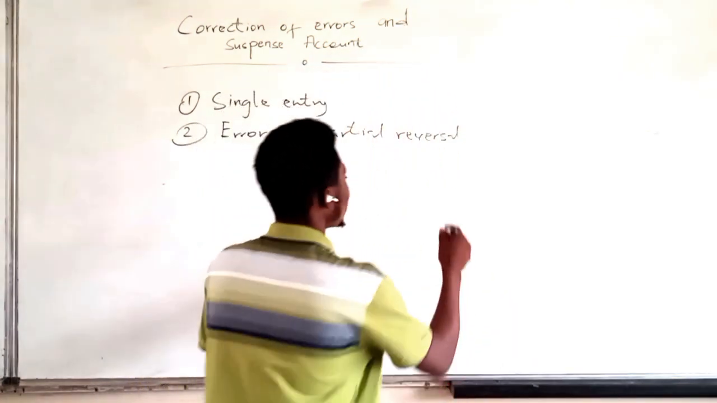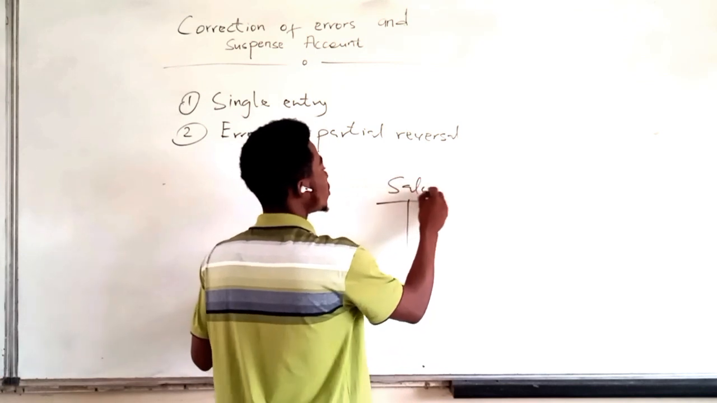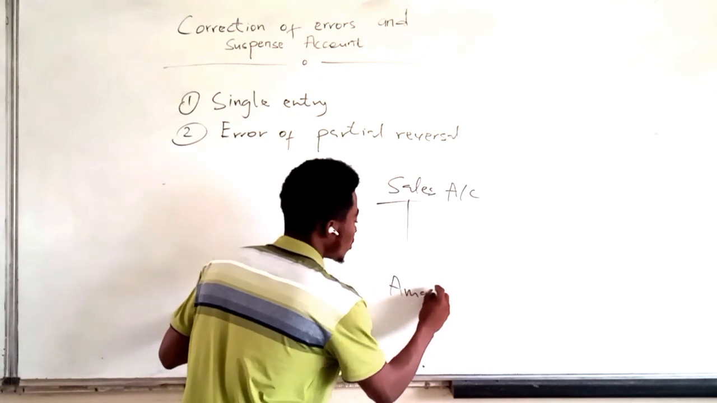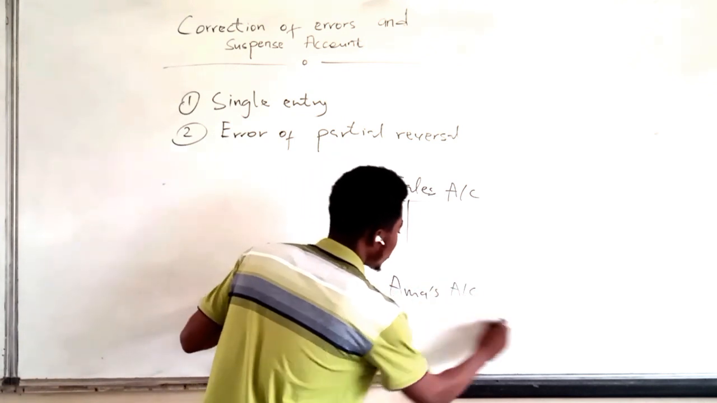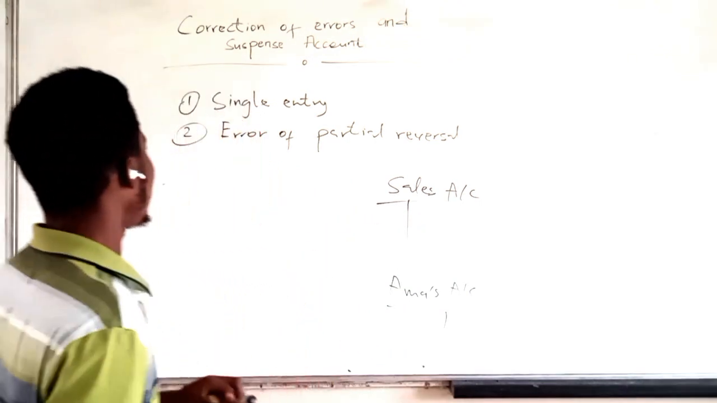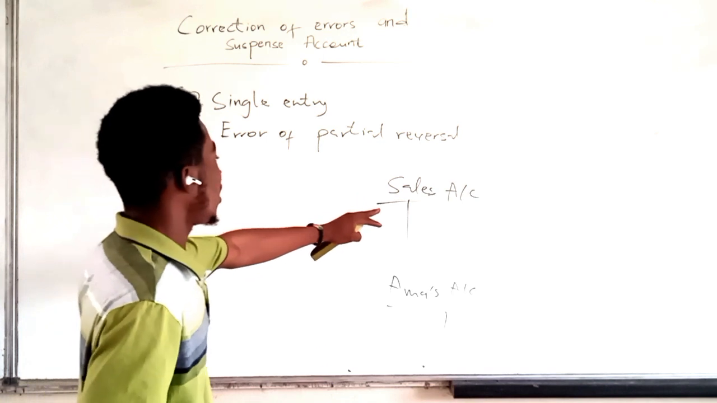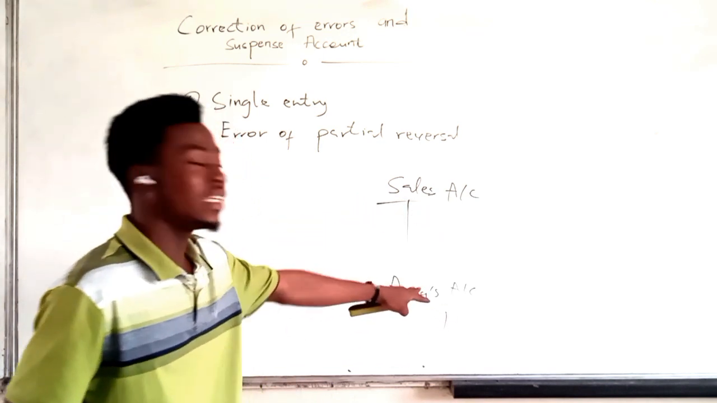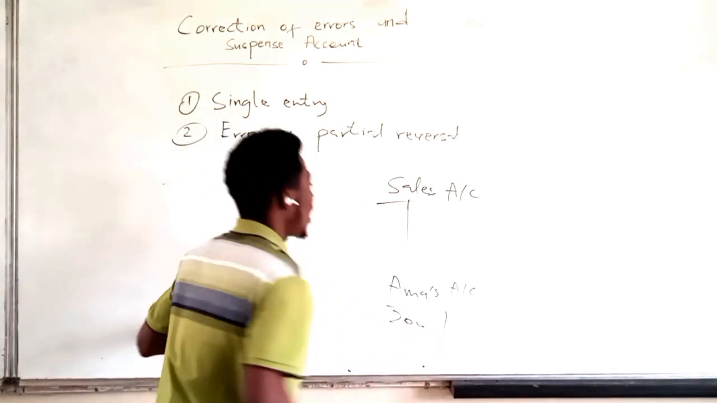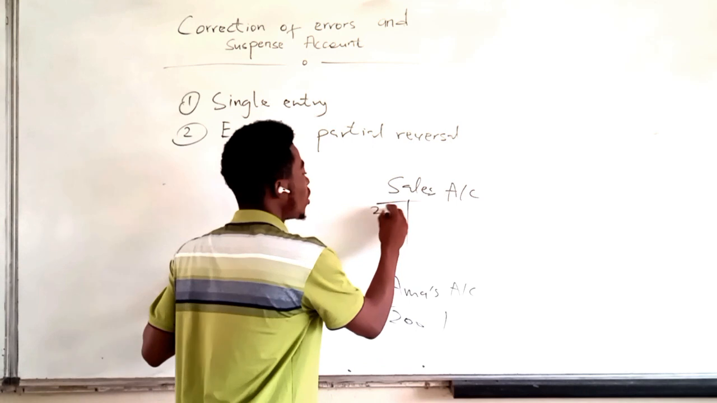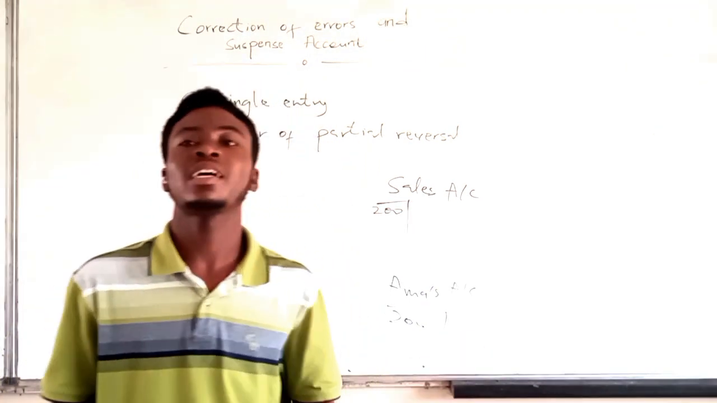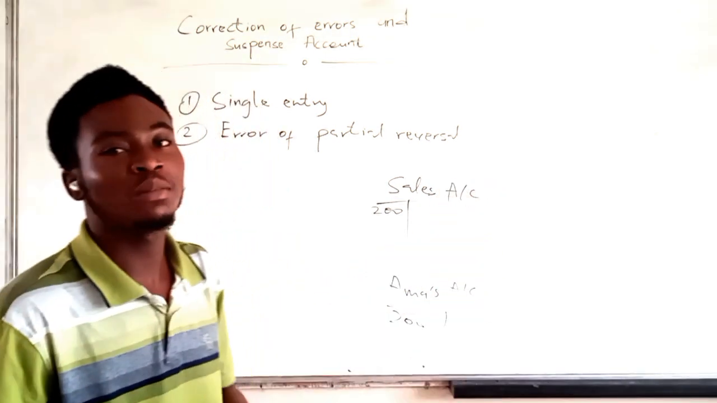So let's say you have the sales account and then Ama's account. We made a transaction and we are supposed to credit sales and debit Ama. But we debited Ama's account with 200 and also we debited the sales account with 200. So this is going to make the debit side of the trial balance increase and make the credit side decrease. So this error affects the agreement of the trial balance.